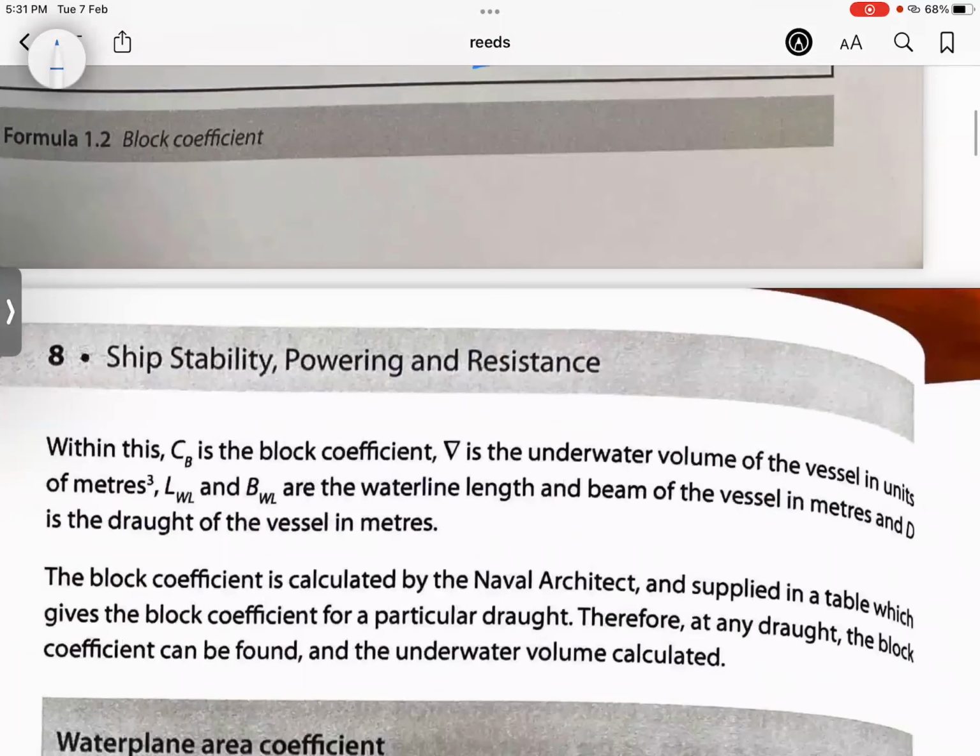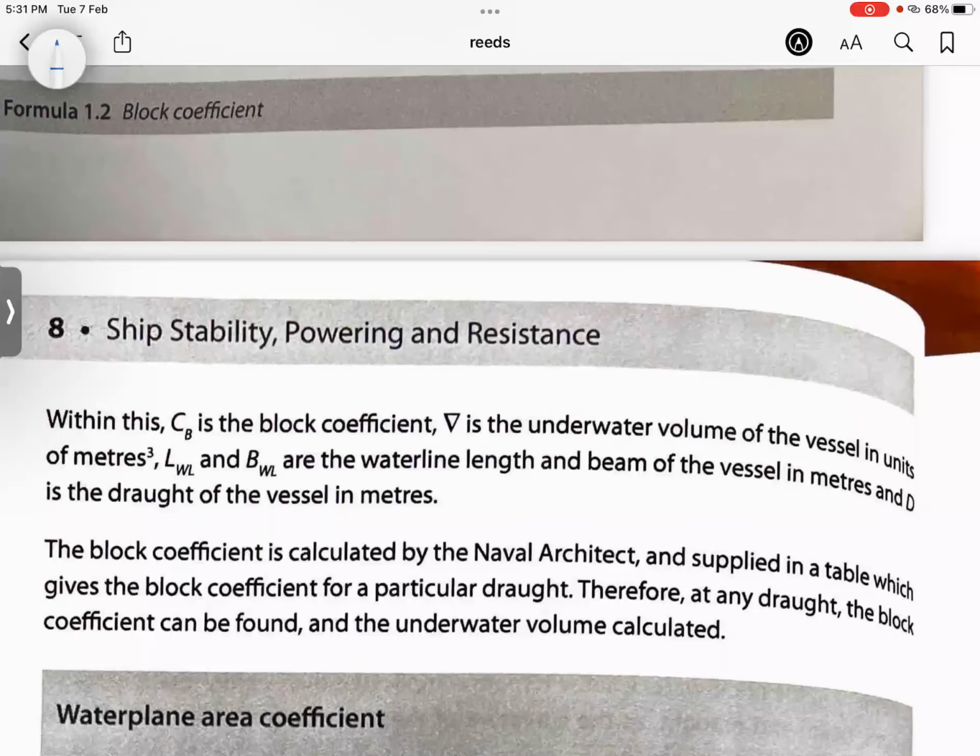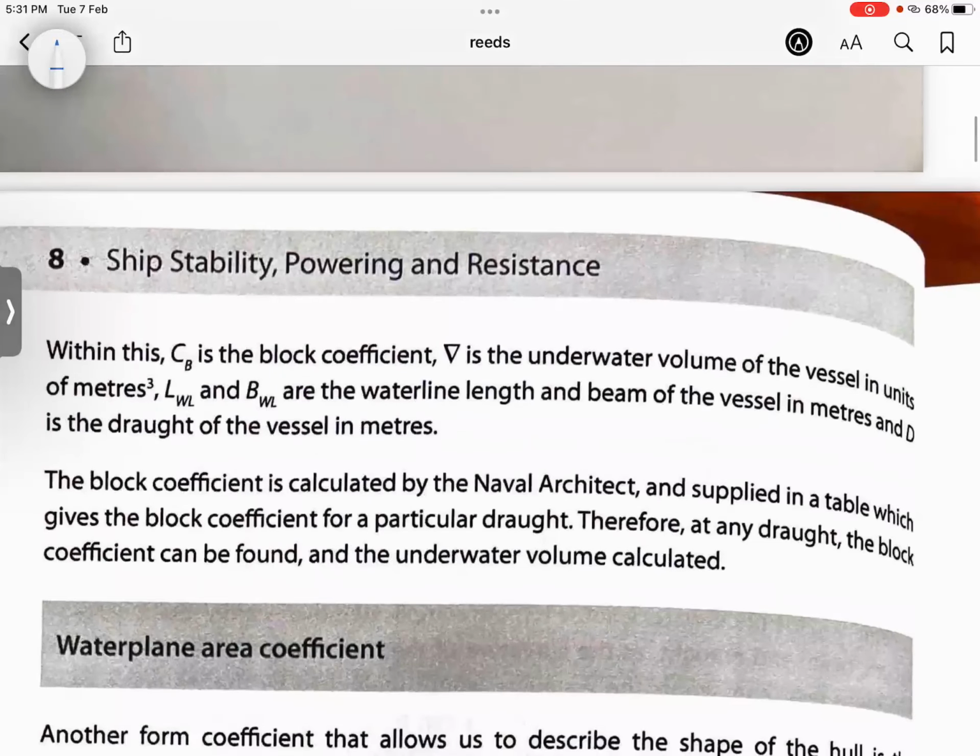Okay. So that is your block coefficient. You see the underwater volume of the vessel. On the top, L into B into T: the waterline beam of the vessel in meters, right? So you are just taking it as a box.